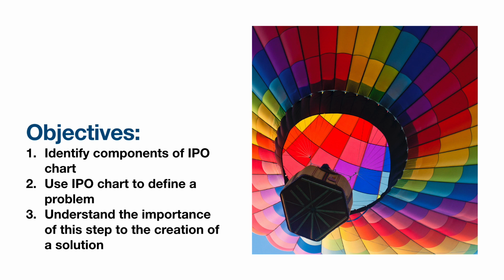All right, there are a few things that we want to accomplish today. So here are our objectives, and we have three. First, we want to identify components of the IPO chart. We want to use an IPO chart to define a problem. And we want to try to get an understanding of the importance of this step, creating an IPO chart, to the creation of a solution to a problem.